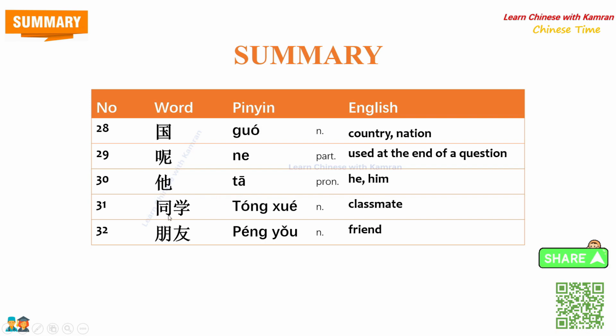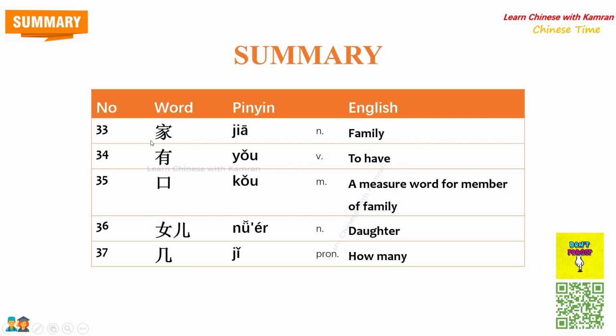同学 is classmate. You can have many 同学, many classmates. And 朋友 is a friend. You can have a lot of 同学, but you will have a much smaller number of 朋友. So, are we friends? 我们是不是朋友. Number 33 is 家, which means family.